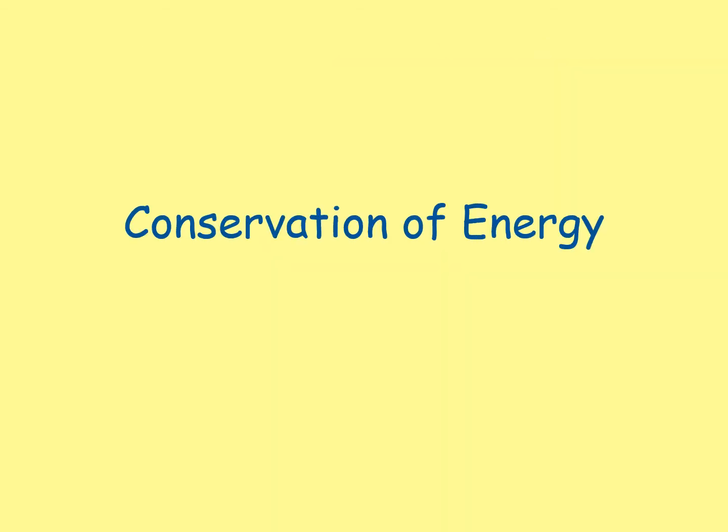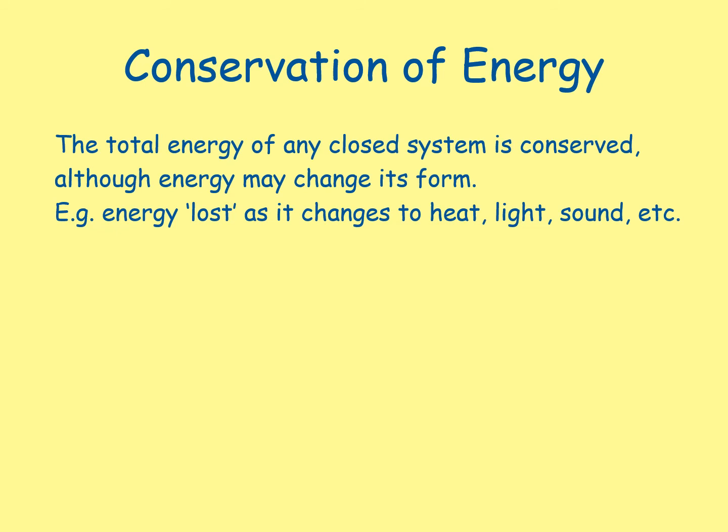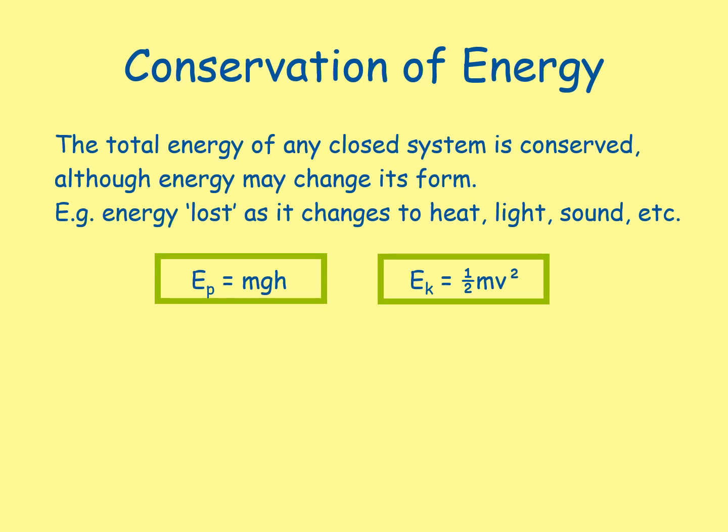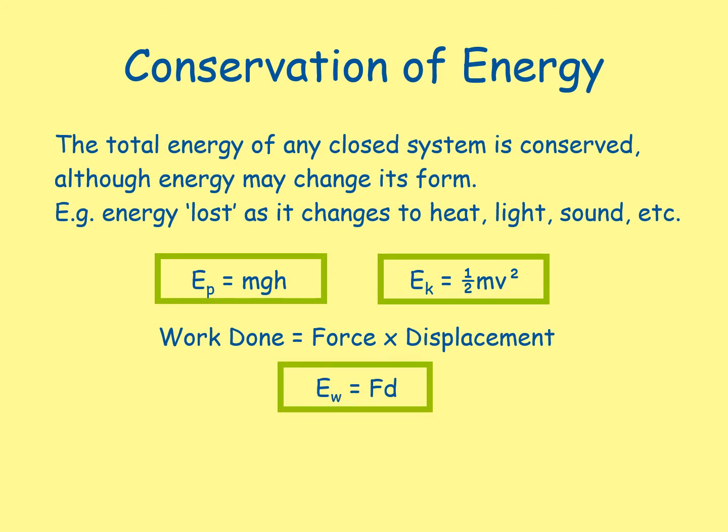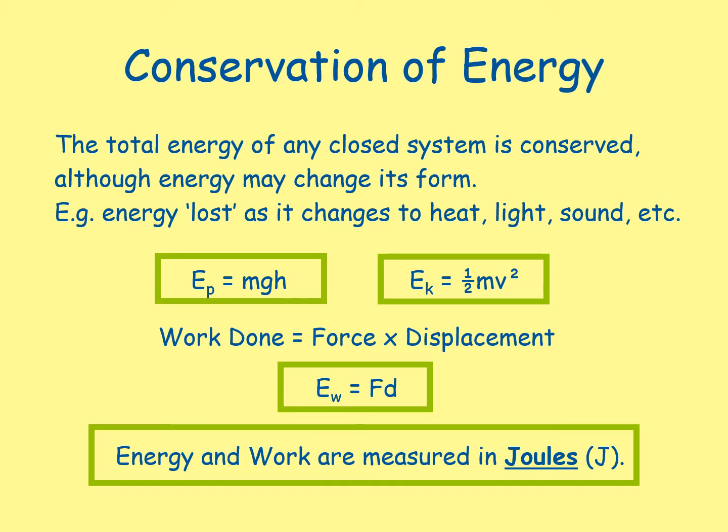Conservation of energy. The total energy of any closed system is conserved, although energy may change its form. For example, energy lost as it changes to heat, light, sound, etc. These are the two equations you will need to know. EP, so potential energy, equals mgh, and EK, kinetic energy, equals a half mv squared. Also, work done equals force times displacement, which we write as EW equals FD. Energy and work are measured in joules.